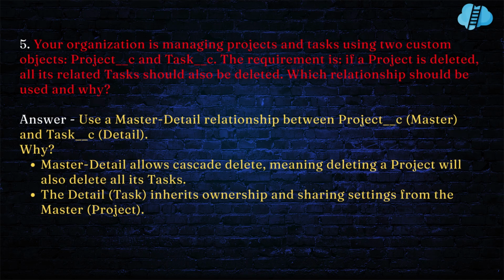5. Your organization is managing projects and tasks using two custom objects, project__c and task__c. The requirement is, if a project is deleted, all its related tasks should also be deleted. Which relationship should be used and why? Answer. Use a master detail relationship between project__c, master, and task__c, detail. Why? Master detail allows cascade delete, meaning deleting a project will also delete all its tasks. The detail, task, inherits ownership and sharing settings from the master, project.